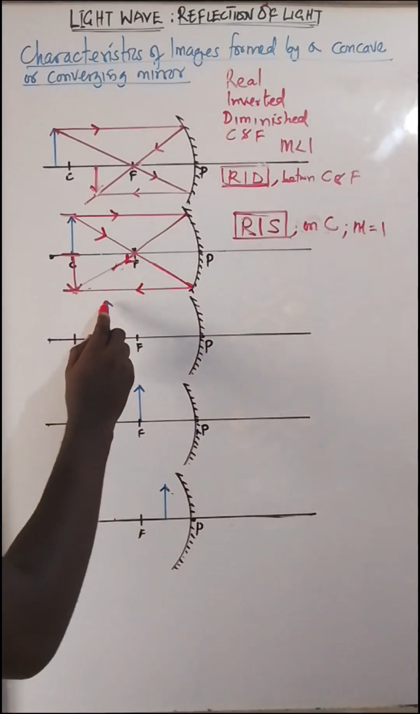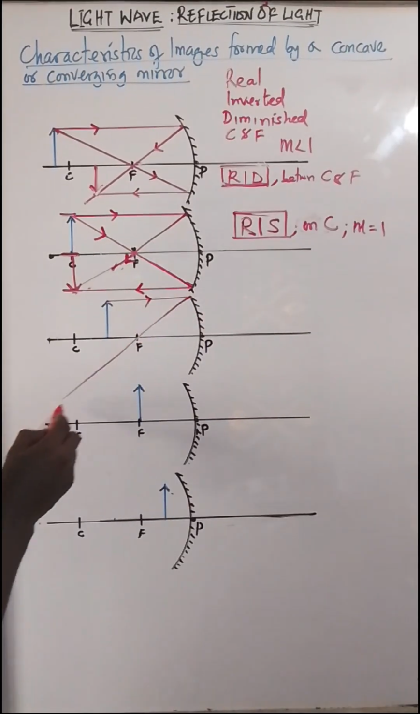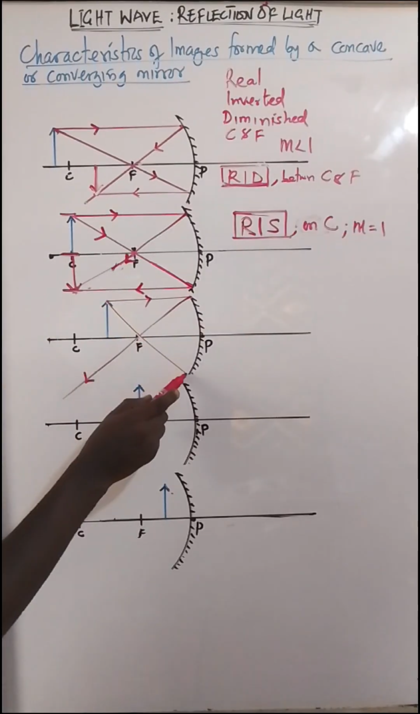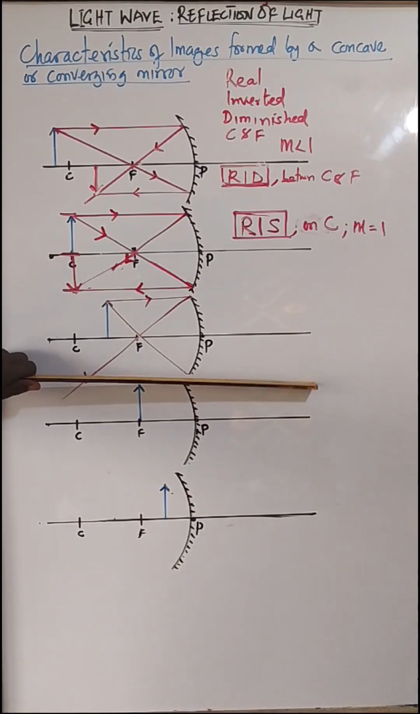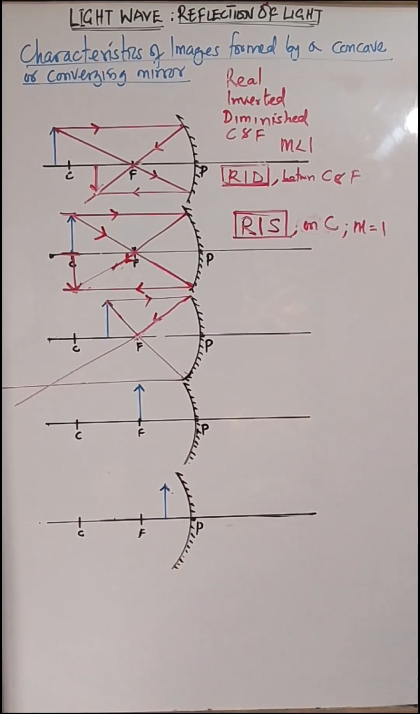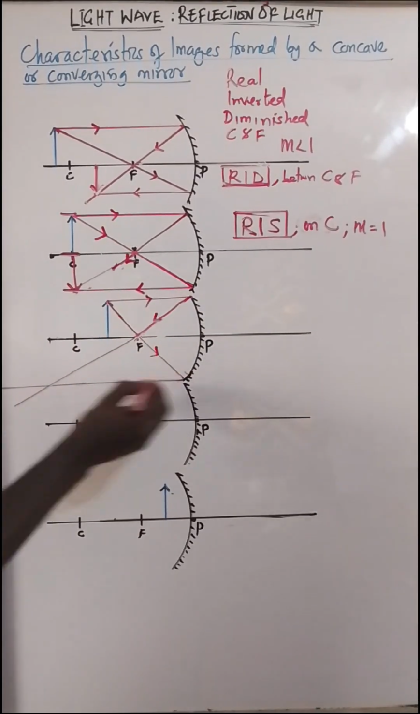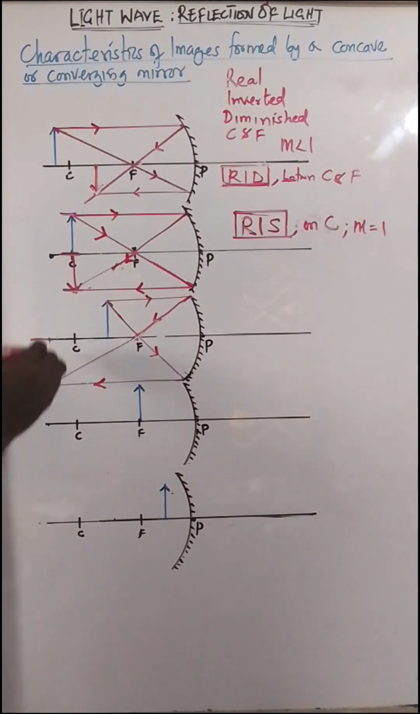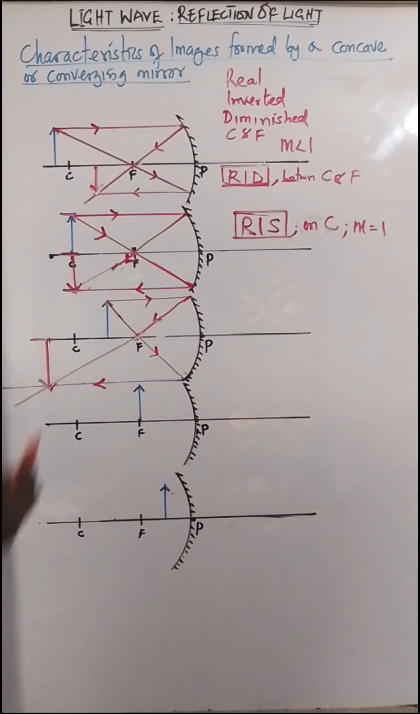Now let's move the object further, between C and F, and see what will happen in this case. Same way, we take a ray parallel to the principal axis. Then after reflection, it will pass through F. Then secondly, we take a ray through F. After reflection, it will be parallel to the principal axis. Incident ray, reflected ray, incident ray, reflected ray. What happens? They meet here. So if you check, this one is apparently longer than this.